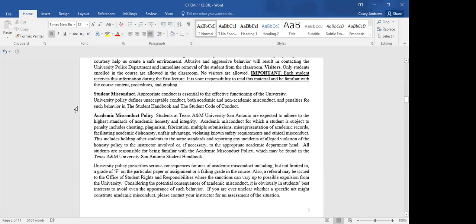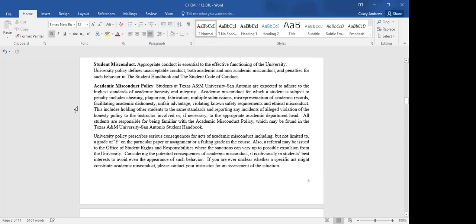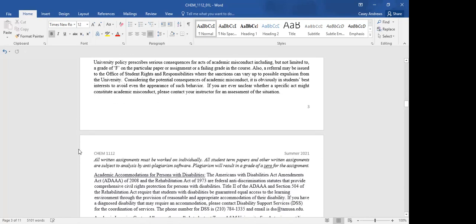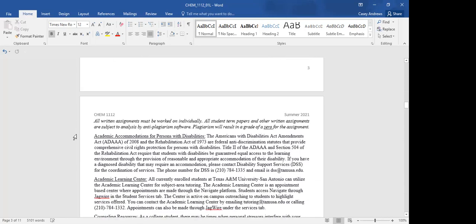So misconduct, if it comes to that point, if someone's behavior is being disruptive, I'll go through the formal channels of reporting for academic misconduct. For lab, that's usually not a problem since we don't have exams and all that, but just be aware that it is within my power to do that.